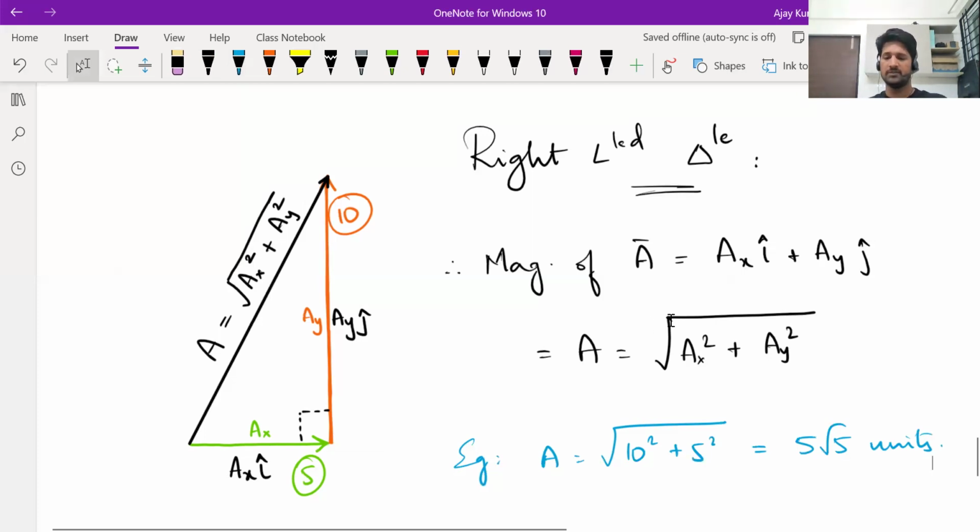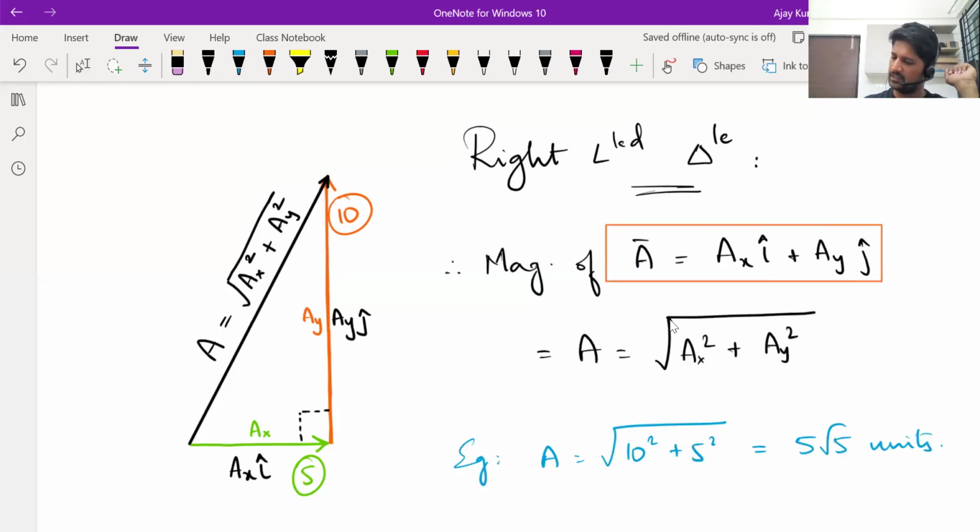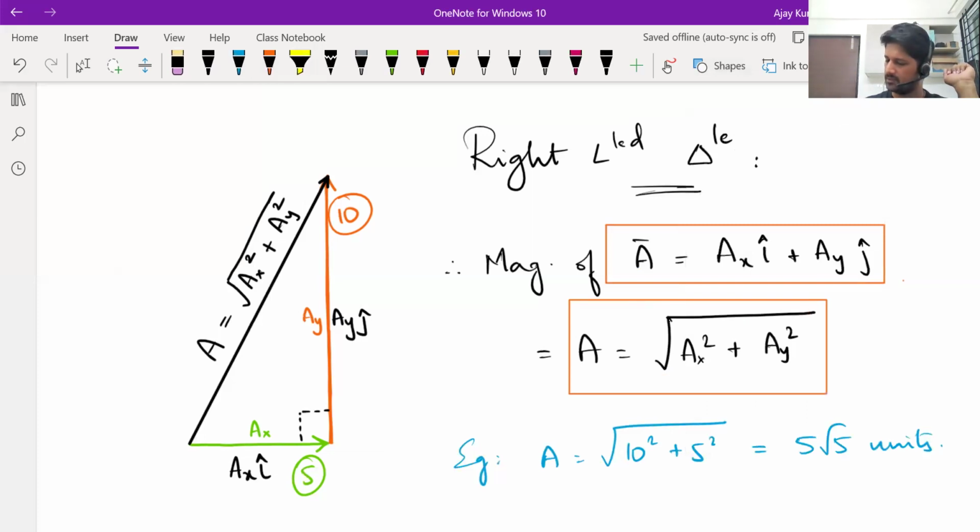So what we have just seen is how to calculate the magnitude of a vector when it is given in component form or the mathematical form, ax i cap plus ay j cap. When it is given like that, the magnitude is calculated as root of ax square plus ay square. Because the components are perpendicular, the components and the vector will form a right angle triangle. The components are the opposite side and the adjacent side. The original vector is the hypotenuse. We want its length, so it will be root of ax square plus ay square.